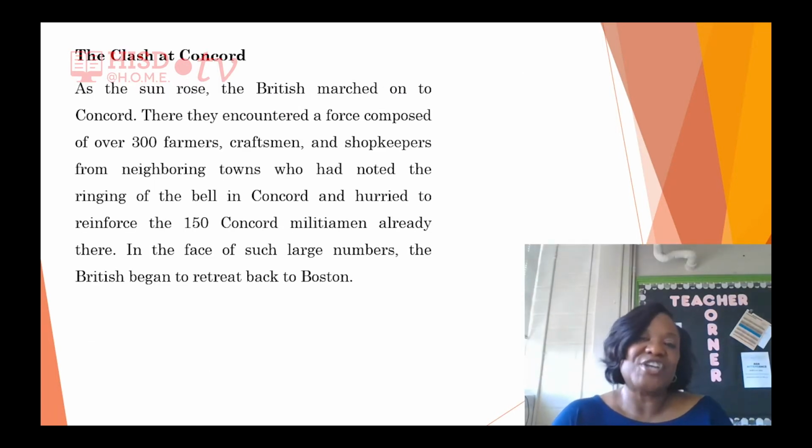The clash at Concord. As the sun rose, the British marched on to Concord. There they encountered a force composed of over 300 farmers, craftsmen, and shopkeepers from neighboring towns who had noted the ringing of the bell in Concord and hurried to reinforce the 150 Concord militiamen already there. In the face of such large numbers, the British began to retreat back to Boston.